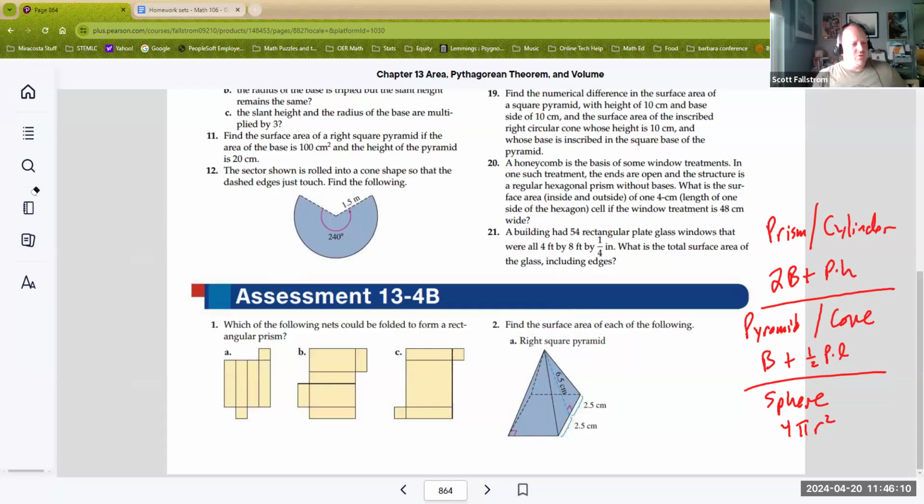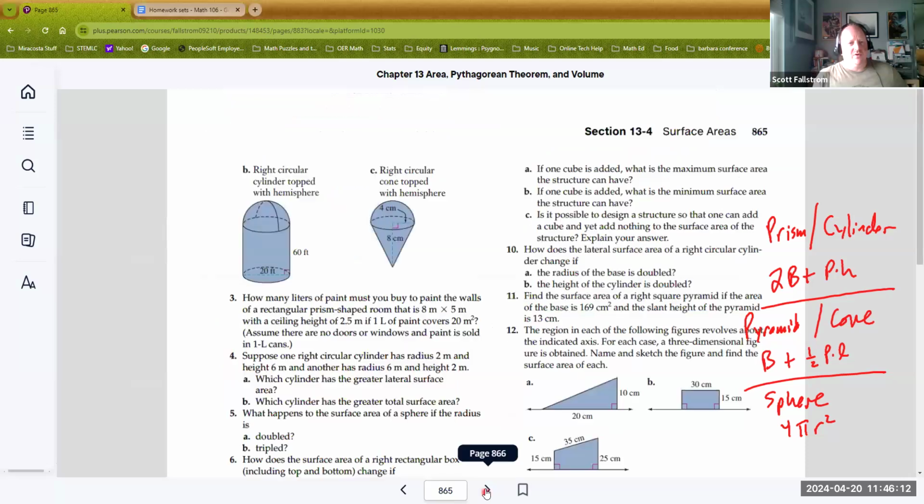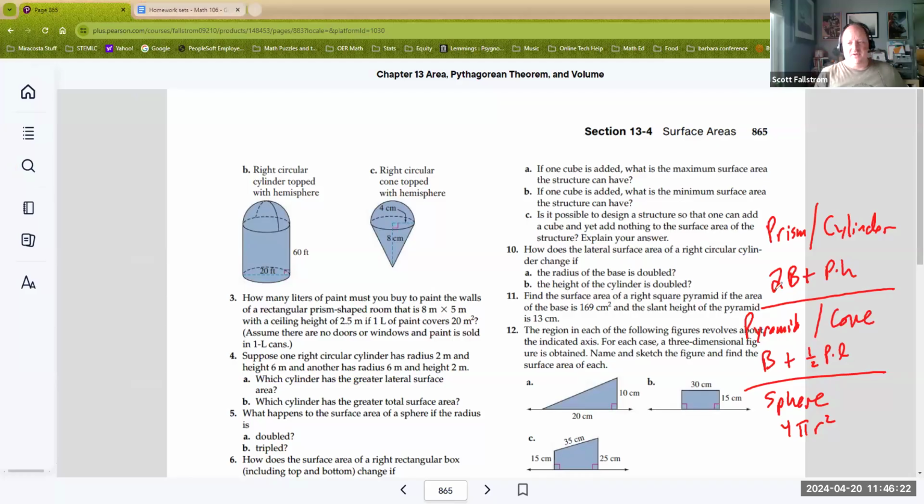Now, I'm not going to do all of them, of course. That's not the point of a homework video. Right circular cylinder, topped with a hemisphere. So pause. I need surface area. So surface area, you're going to think cylinder right off the bat, because we know we have one for the cylinder. But realize it's been topped with a hemisphere. That's half of a sphere. So I don't need 2 bases now, because 1 base is going to have a hemisphere on top of it. So that's what is on the surface.